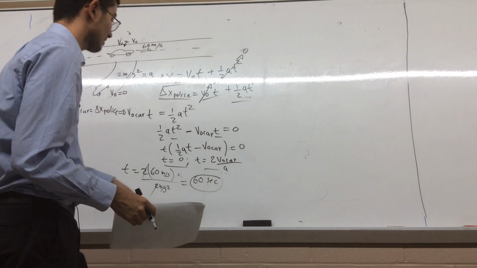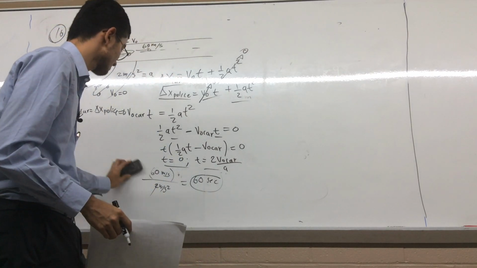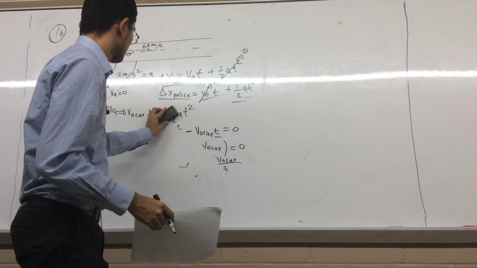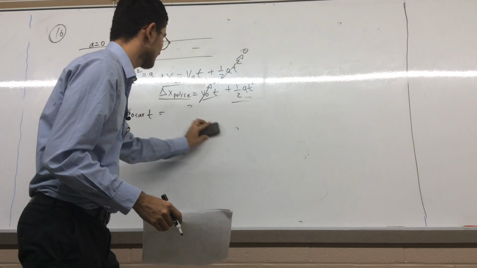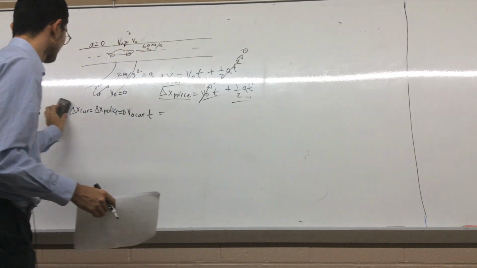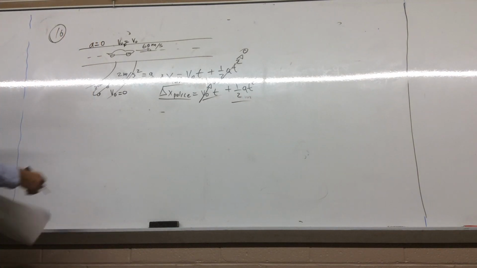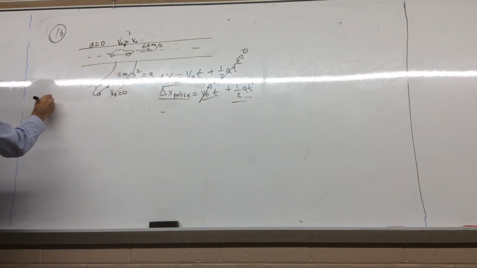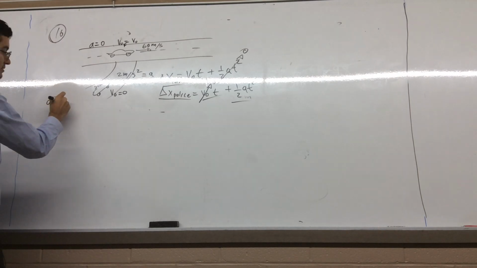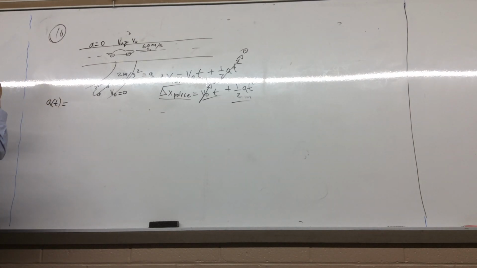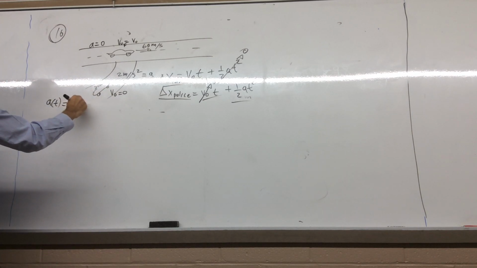And I'm going to show you the calculus way to do this, which is basically the same. It's just more conceptual. We have to write down the acceleration function of the police. We know that's going to be 2 meters per second squared.